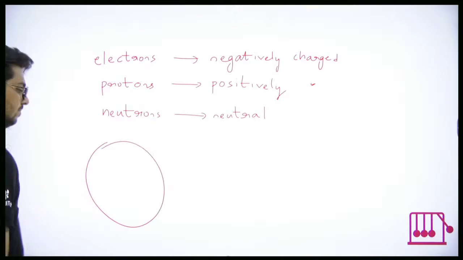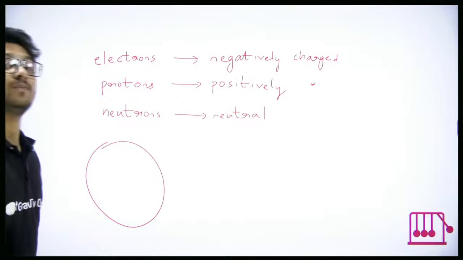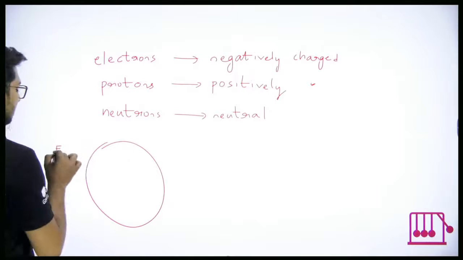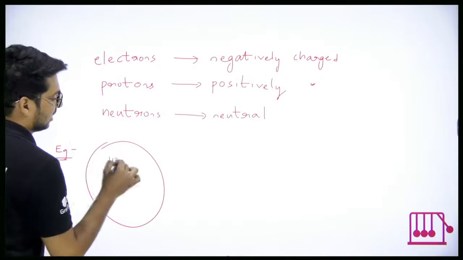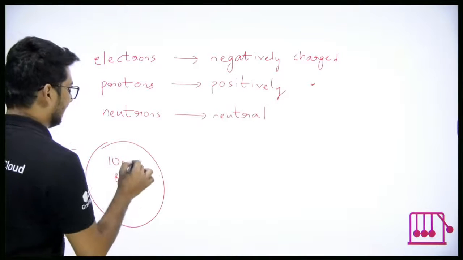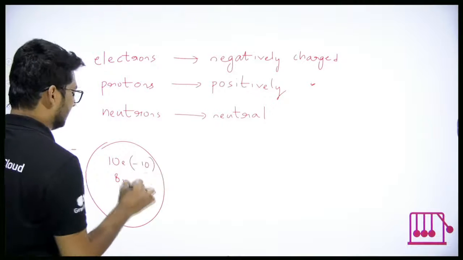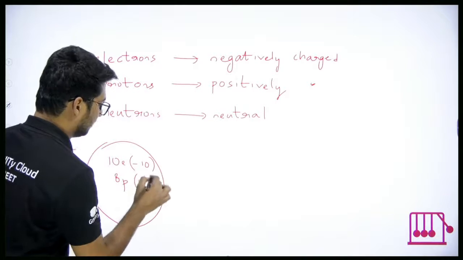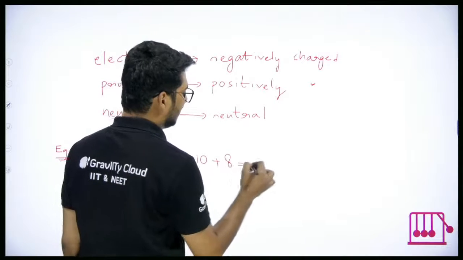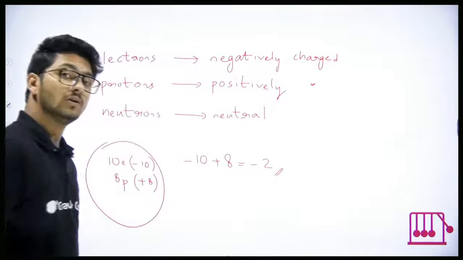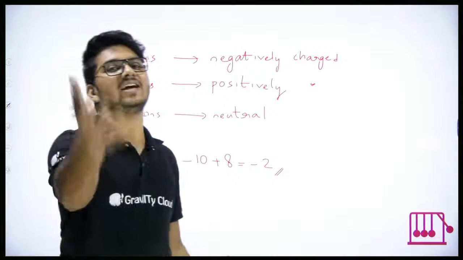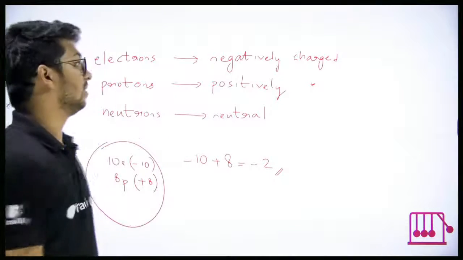Now, let's say this is an atom or an object. It has more electrons than protons. For example's sake, let's say there are 10 electrons and 8 protons. So there are 10 negative, I can say minus 10, and 8 positive, so I can say plus 8. When you add them, minus 10 plus 8, what is that equal to? Minus 2. So if an object has more electrons, the total charge will be negative.